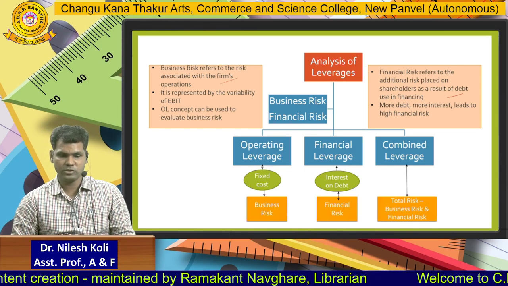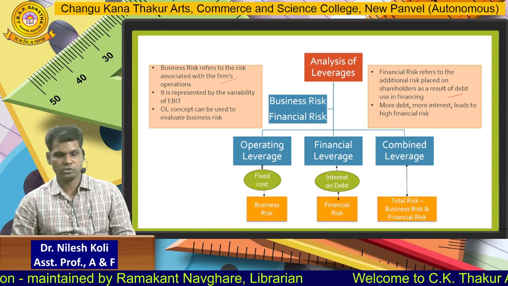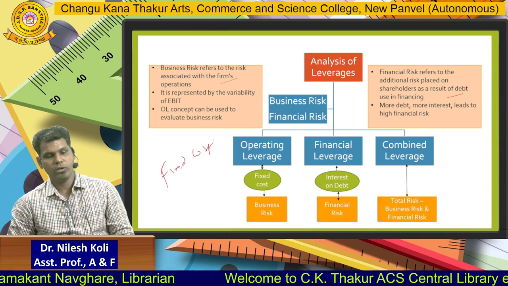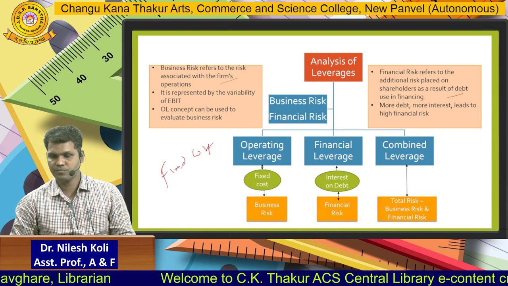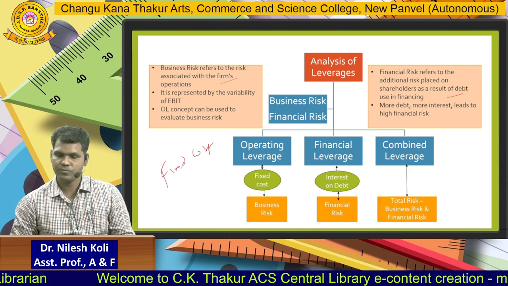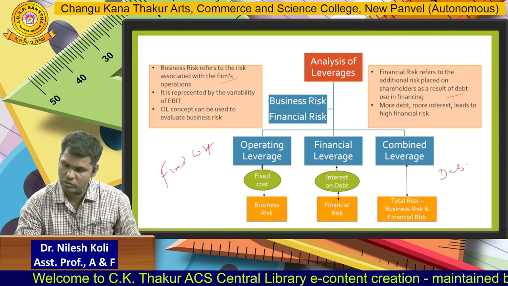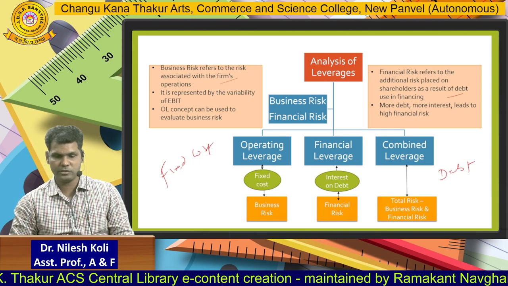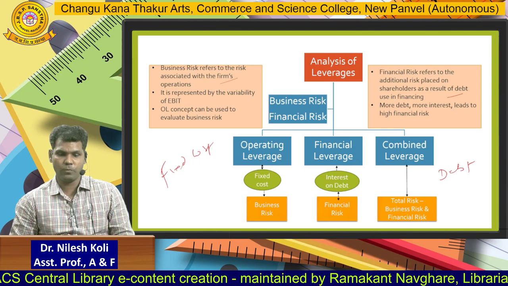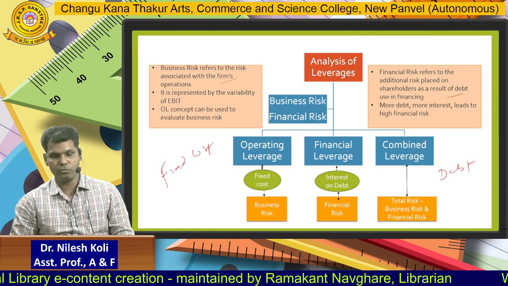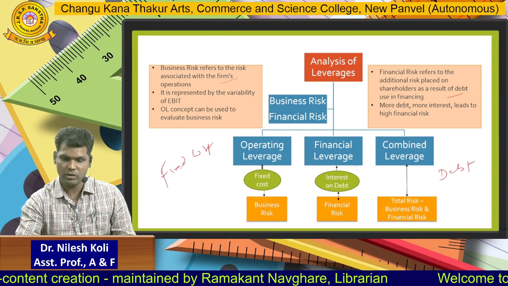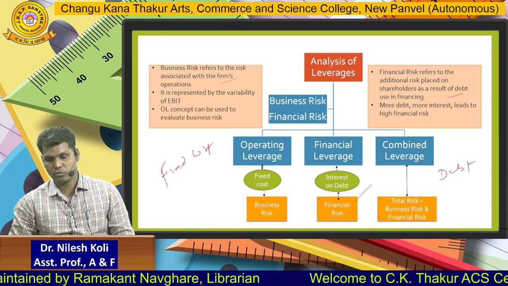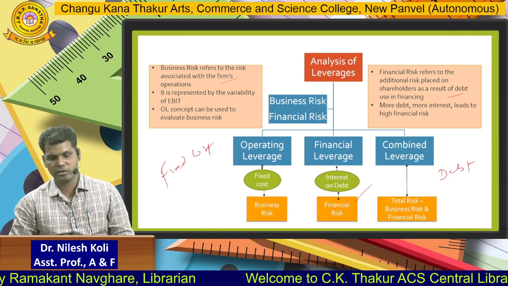In the case of business risk, the fixed cost is important. As fixed cost increases, the operating leverage increases. In financial leverage, if the debt or interest on debt increases, the financial leverage increases. So, types of leverage: operating leverage, which evaluates the business risk; financial leverage, which evaluates the financial risk; and combined leverage, which evaluates the total risk, that is the business risk and the financial risk.